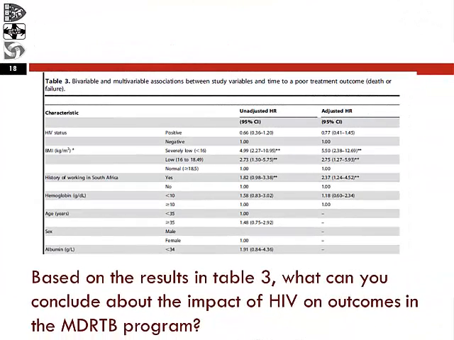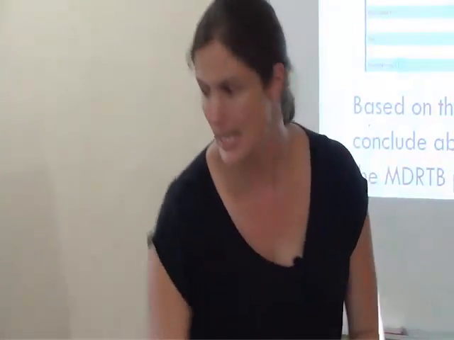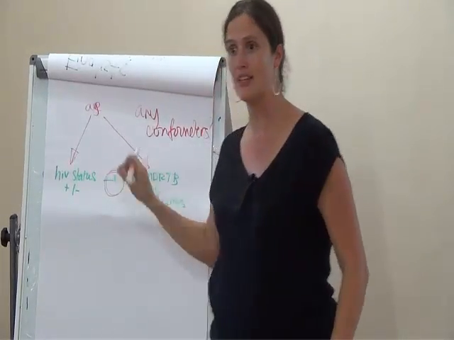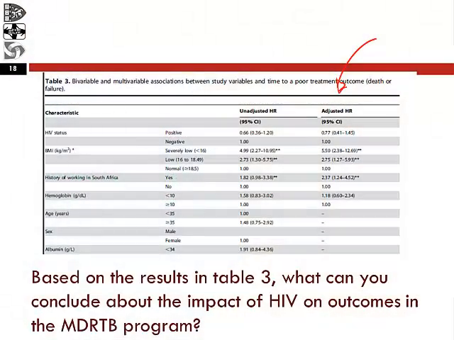Next question. Based on Table 3, what can you conclude about the impact of HIV on the outcomes in the MDRTB program? So specifically tell me, based on Table 3, what do you think this relationship is? There is no difference between the groups. There's no evidence of a significant difference. Perfect. Ansil, what did you look at to give me that answer? So you looked at the confidence interval.